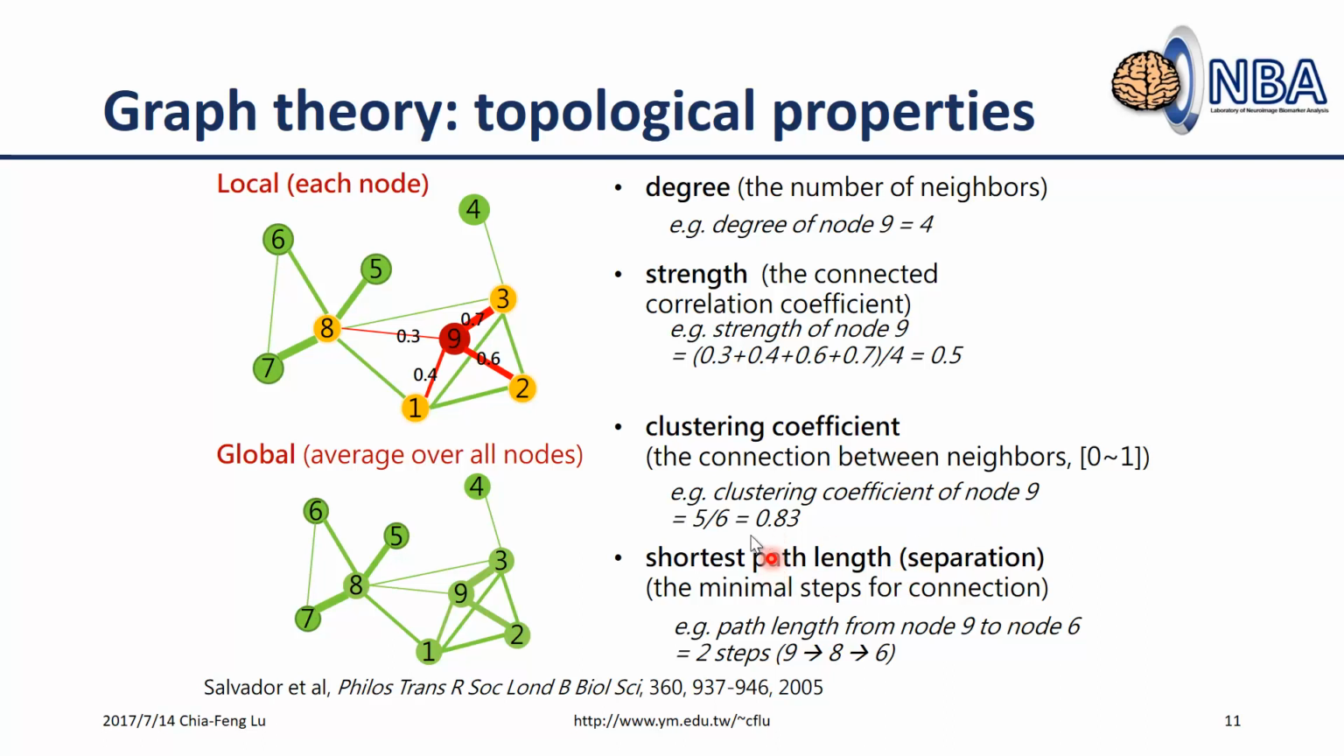Okay. So these are the 4 essential numbers you can calculate for each node. After the calculation for each node, you can average all the numbers to get the global parameters that represent the degree, strength, clustering coefficient, or separation for the whole network. So this is a general idea of how we try to understand the properties of each node and of the whole network. And these 4 are the most famous and most popular parameters that you definitely need to learn.